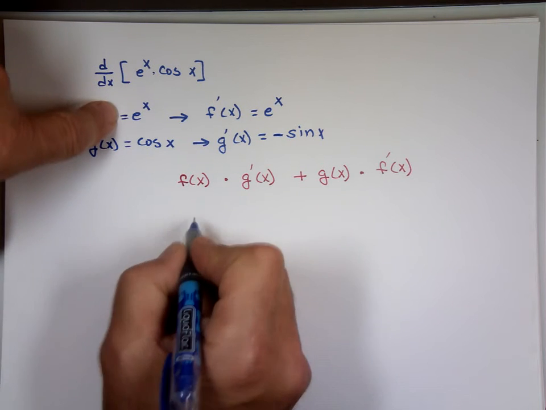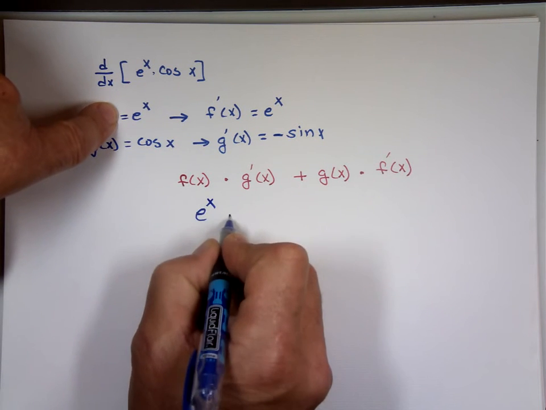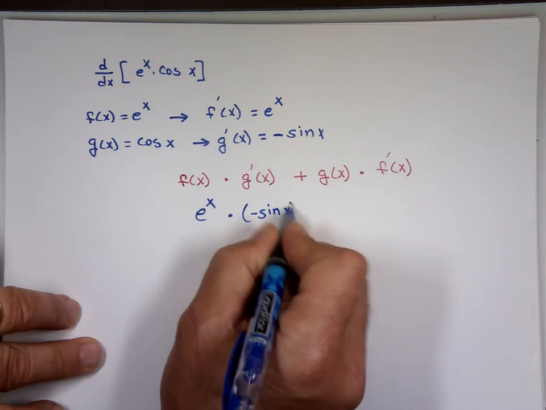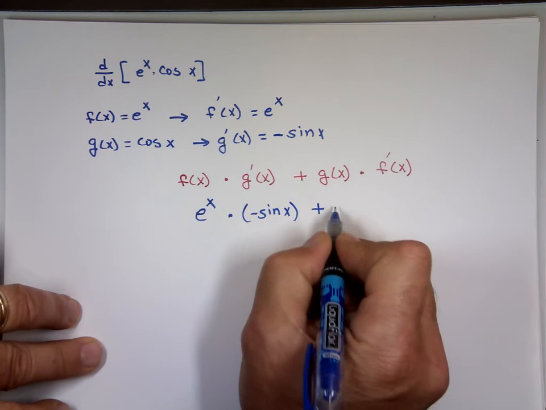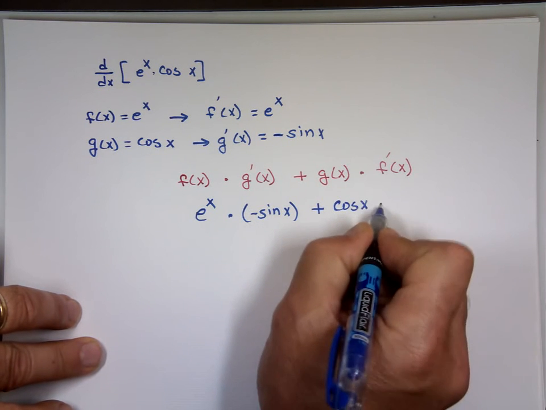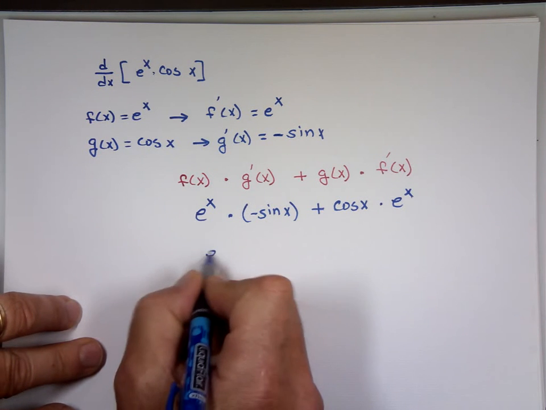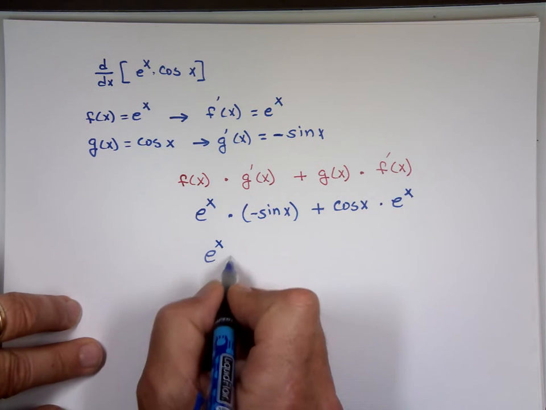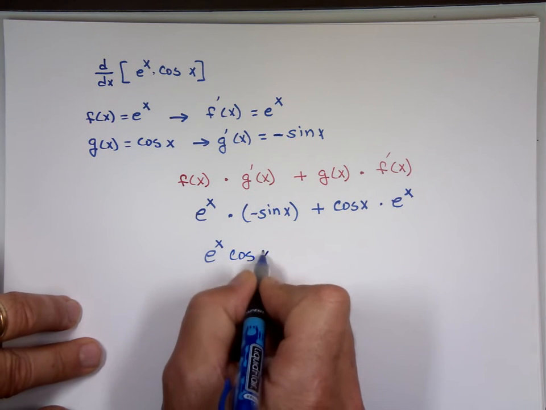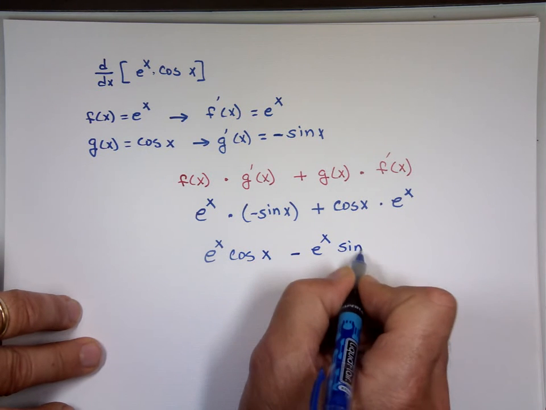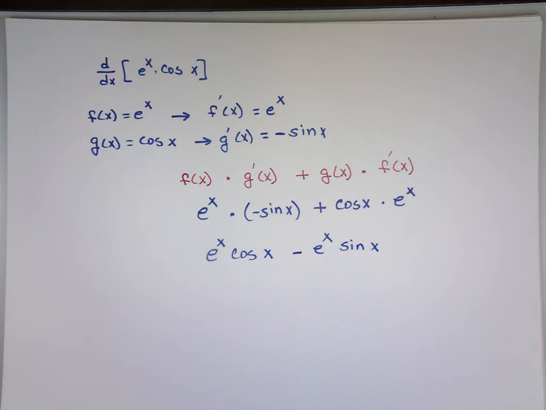f of x is what? e to the x. g prime is what? Negative sine of x. g of x is what? Cosine of x. f prime is e to the x. I can factor e to the x out if you want to. I never like to start with the negative value, so I'll switch them. Nothing wrong with it, I just don't like it, me personally. So it's e to the x cosine of x minus e to the x sine of x.